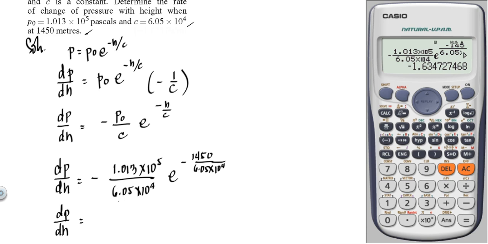Is it negative? Correct. So minus 1.634, okay, 34 or 35. Tama ba? Yeah, pwede na yan. 1.635. And the unit is in Pascal per meter. So height is in meter and the pressure in Pascal, so Pascals per meter. That's 1.635. So this is your answer. There. So madali lang, no?